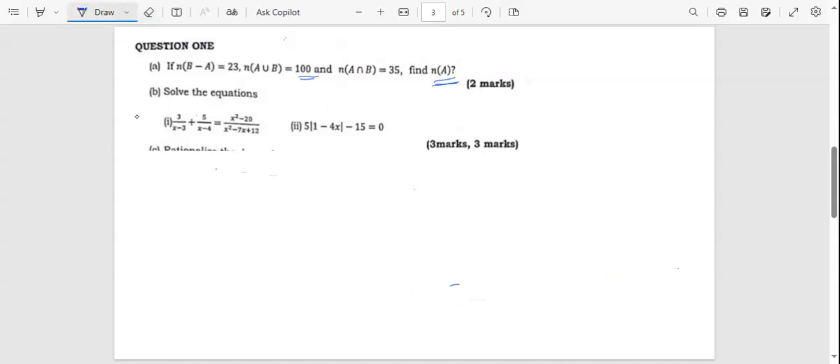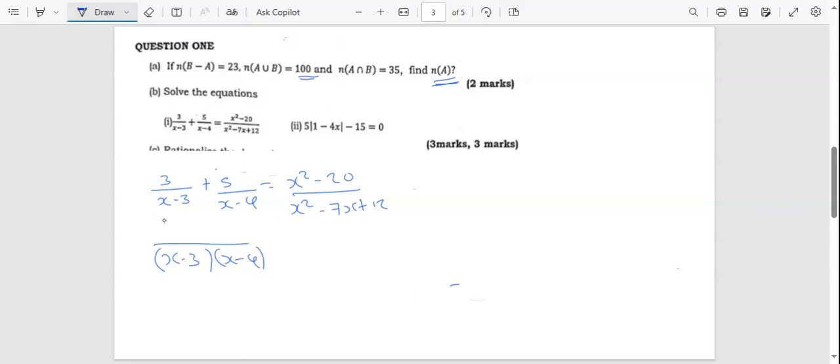So what we are going to do here is we'll say this is 3 over x minus 3, plus 5 over x minus 4, is equal to x squared minus 20 over x squared minus 7x plus 12, like that. So what we'll do is I'll simplify this one. What is common there is x minus 3, and again here is x minus 4.